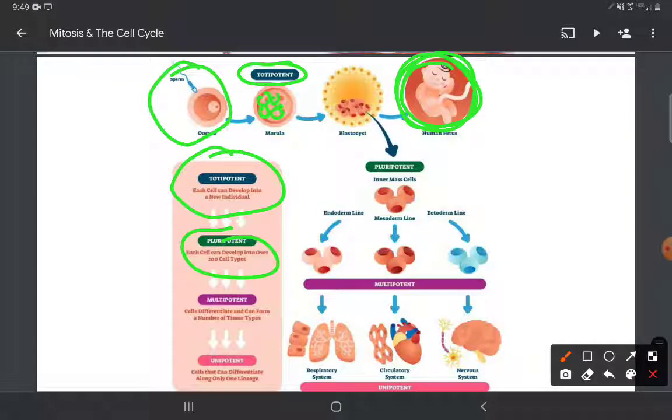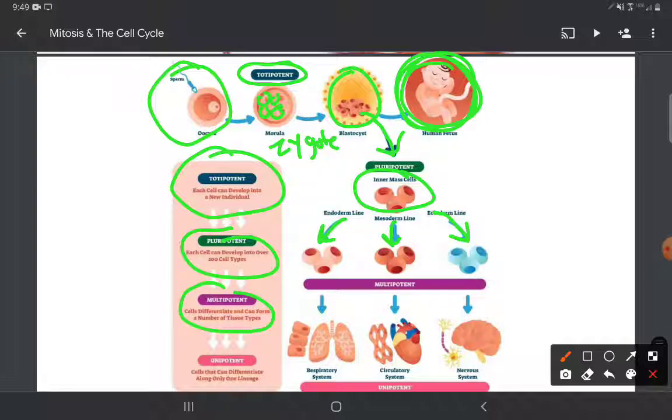Pluripotent cells can be harvested from the embryo. When an embryo starts to form, when a human starts to form, the zygote will divide into a blastocyst. You can take cells from here, and these cells can become any cell that you want them to in the human body. Pluripotent cells can become any cell.